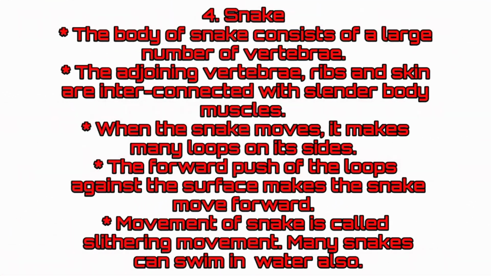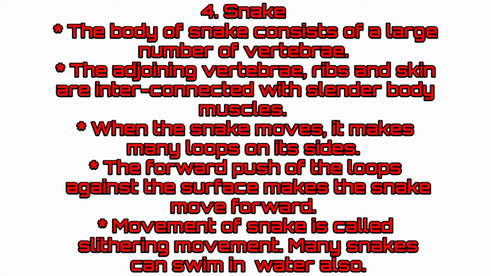Snake. The body of a snake consists of a large number of vertebrae. The adjoining vertebrae, ribs and skin are interconnected with slender body muscles. When the snake moves, it makes many loops on its sides. The forward push of the loops against the surface makes the snake move forward. Movement of a snake is called slithering movement. Many snakes can swim in water also.